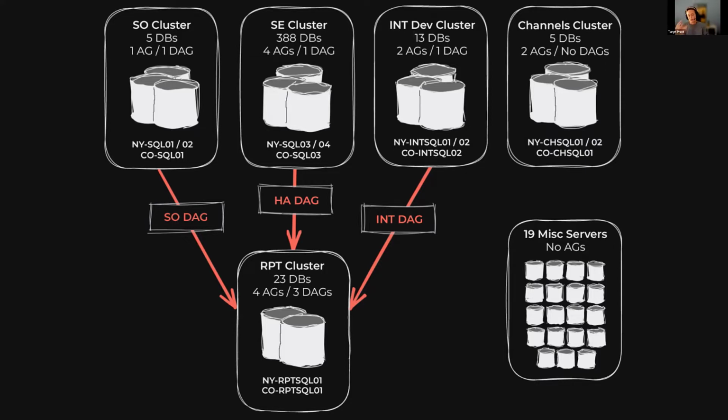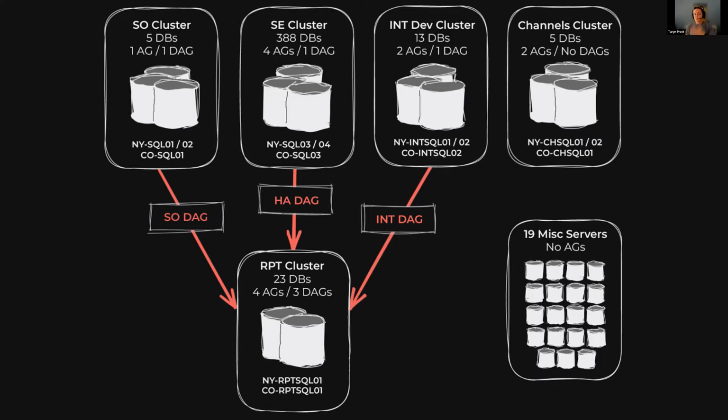So in this overview, you can see that we have the Stack Overflow cluster and the Stack Exchange cluster. As I mentioned, they're 3-node clusters, and we use availability groups for them. On the Stack Overflow cluster, there are only 5 databases. That's where the beefy guy, Stack Overflow, exists. So there's 1 availability group. On the Stack Exchange cluster, there are 4 AGs and 388 databases. One of those AGs has 375 databases in it, or had 375 databases in it when I was there.